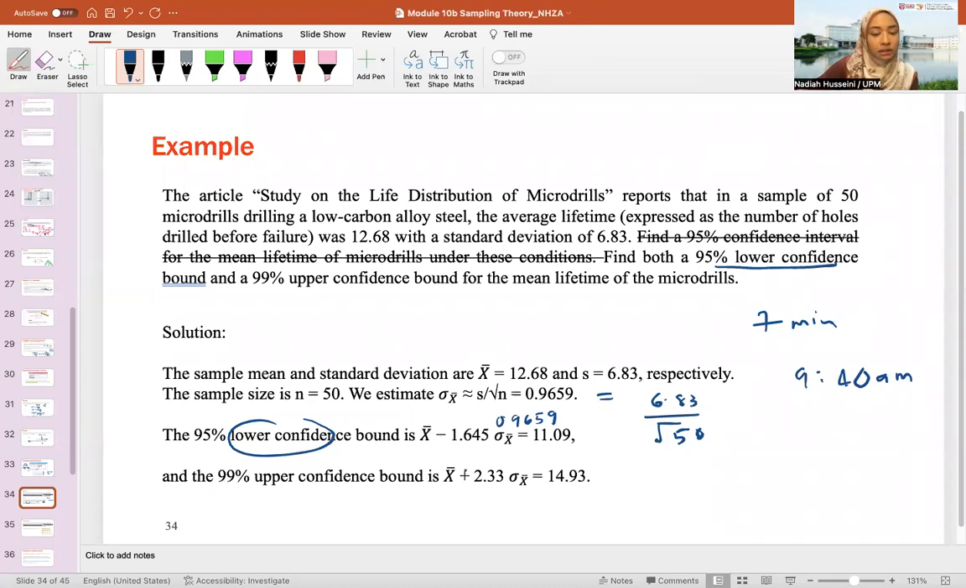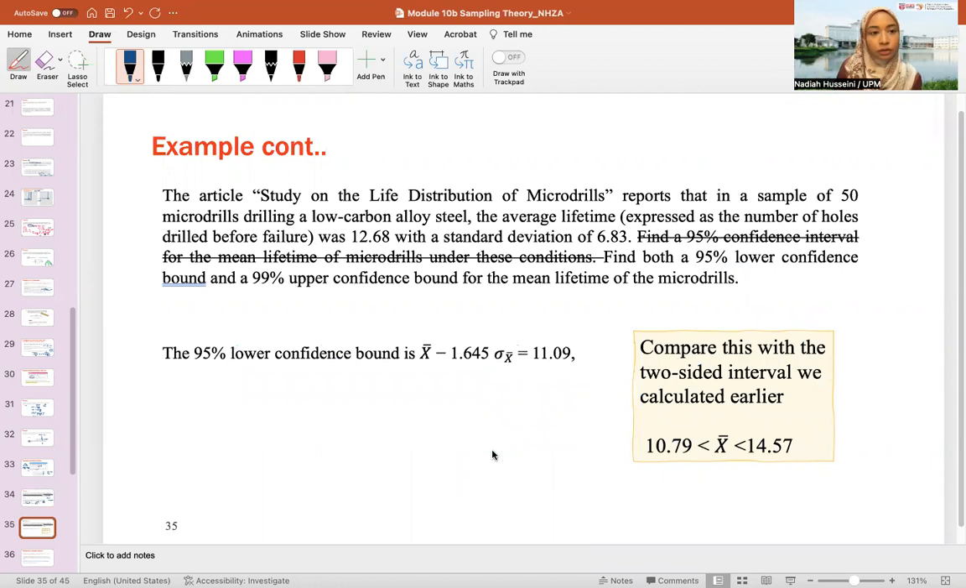For upper, it is a plus. But the sample standard deviation is always the same. For these two, they are the same. The only difference is your confidence level, which is 95 or 99%, depending on the question. Okay, simple. You just apply what you have learned in confidence interval for two-sided. Now it's one side. Instead of Z alpha over 2, it's Z alpha, and the rest is just the same.